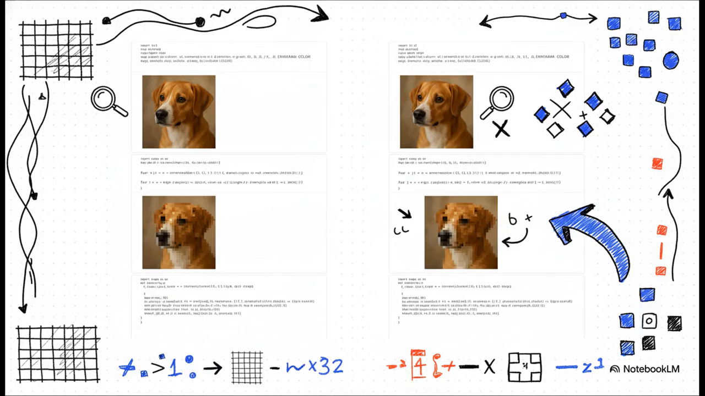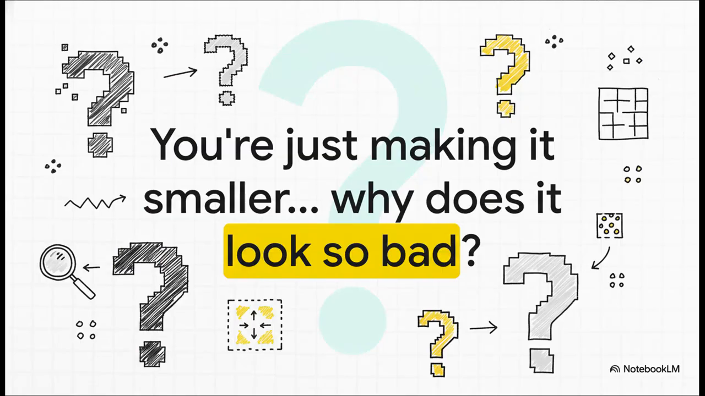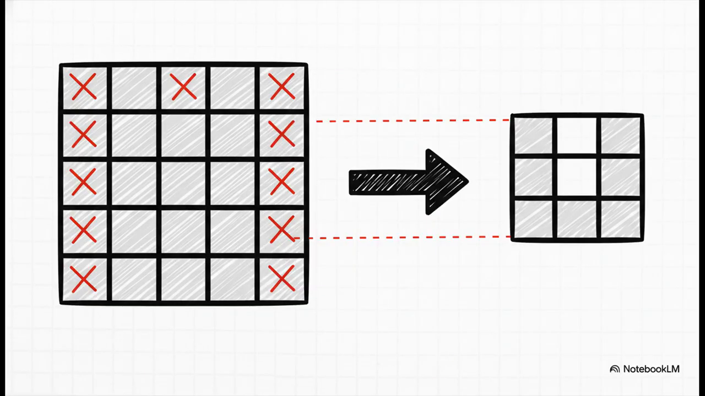It looks totally broken. And that brings up the big question, doesn't it? You're not adding anything new to the picture. You're just taking information away to make it smaller. So why in the world does it get so messed up in the process? Well, the most obvious way to make a picture smaller is to just throw away pixels. If you want to make it half the size, you could just delete every other row and every other column. Seems logical, right? But yeah, this is exactly where things start to go wrong.